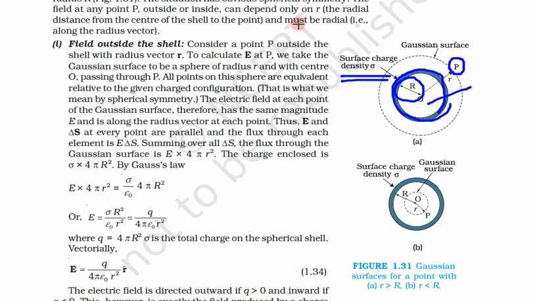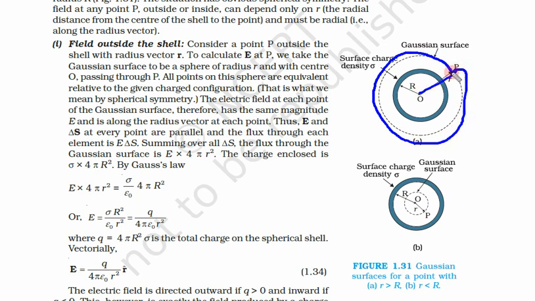To solve this problem, we have to consider the Gaussian surface, and to consider the Gaussian surface, through this point P we draw a sphere with radius small r. So again, this Gaussian surface is a spherical shell with radius small r.